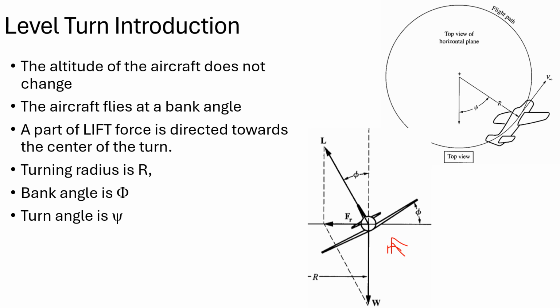This causes the lift vector to be towards the center of your circle. A component of the lift vector is in this direction. This component, as the L sine phi, forces the aircraft towards the center. Whereas the L cos phi, this is cosine part. The cos part basically overcomes the weight. The turning radius is defined as r, the bank angle is phi, and the turn angle is psi.